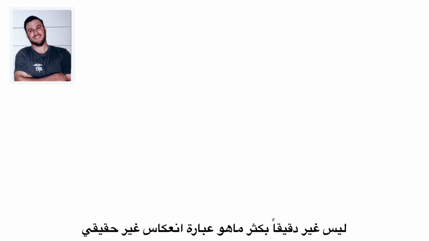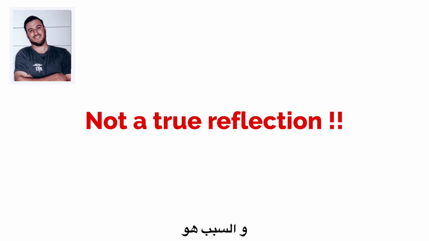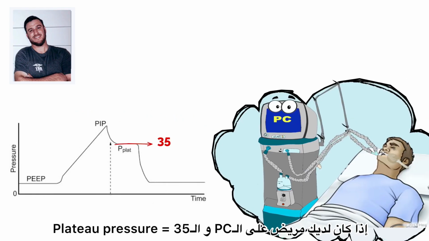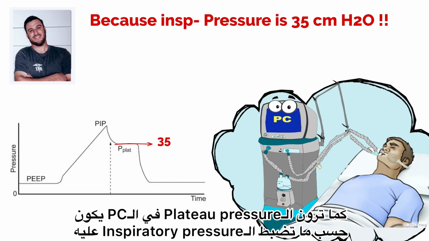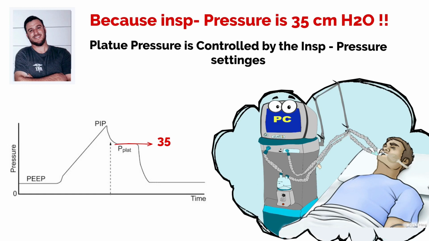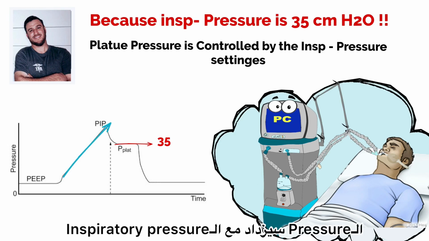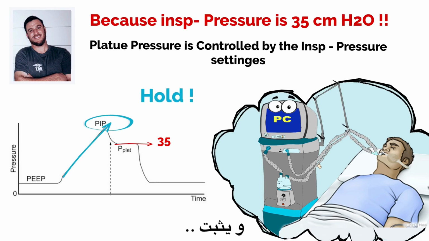It's not so much that it's not accurate, it's more of a fact that it's not a true reflection. And here's why. If you have a patient with a plateau pressure in pressure control of 35, it's because their inspiratory pressure is set at 35. You see, the plateau pressure in pressure control is controlled by the inspiratory pressure setting. It's the way it works. The pressure increases to the inspiratory pressure and holds for a set I time.